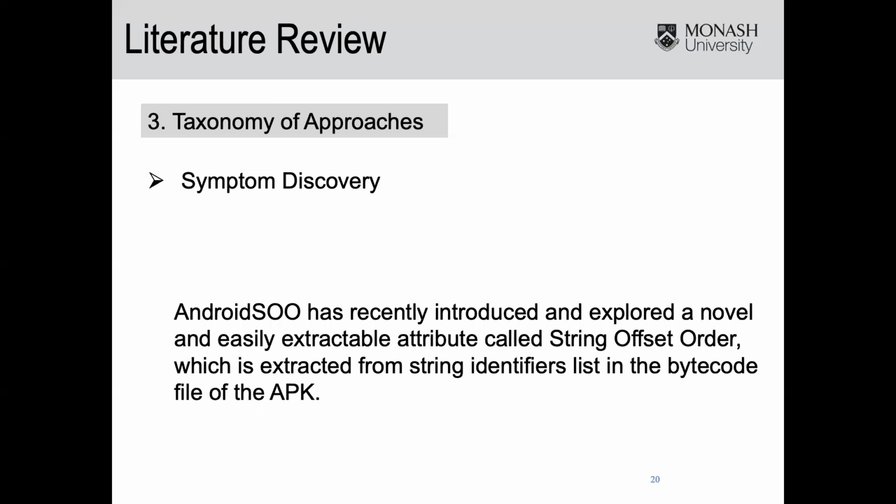One such example is a proposed tool named AndroSOO, which tries to explore a novel and easily extractable attribute called string offset order, which can be extracted from string identifiers listed in the bytecode of an APK. If such an attribute is identified, then we can confidently assume that this app is a repackaged one.